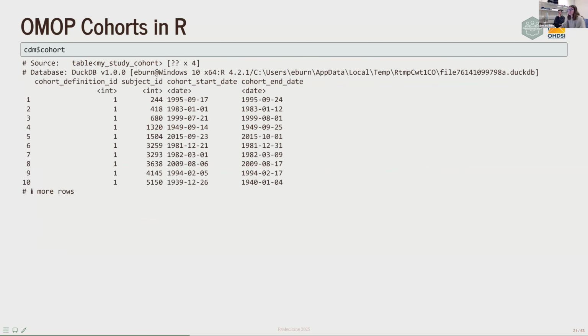So this is how we will see a typical cohort in R when working with OMOP. And these are the 4 base columns, but they can have more columns. For instance, there could be a 5th column stating the region of each person or something like that.